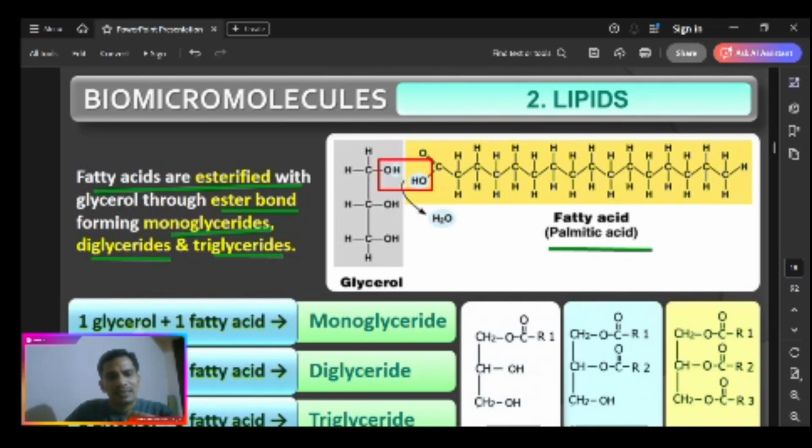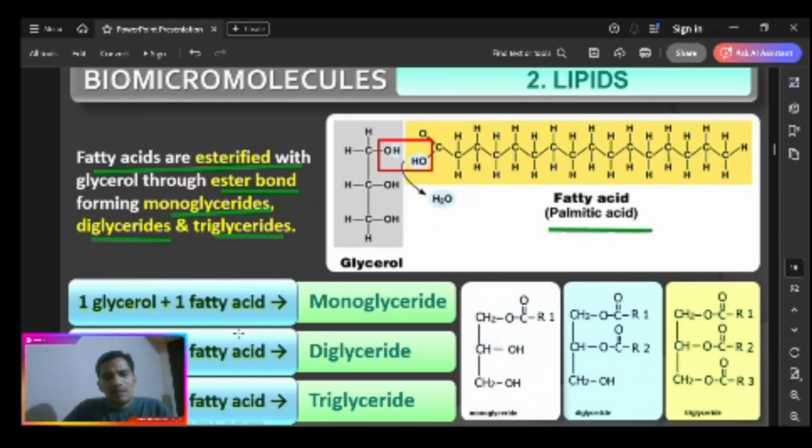See here, they have given one glycerol plus one fatty acid. Diglyceride does not mean two glycerols, as you might think. Monoglyceride is based on the fatty acid number. This is where we commit a mistake and get confused. It depends on how many fatty acids are attached to the glycerol. One fatty acid with one glycerol is the monoglyceride.